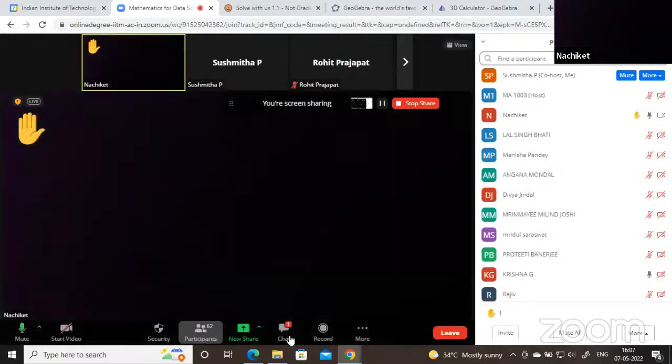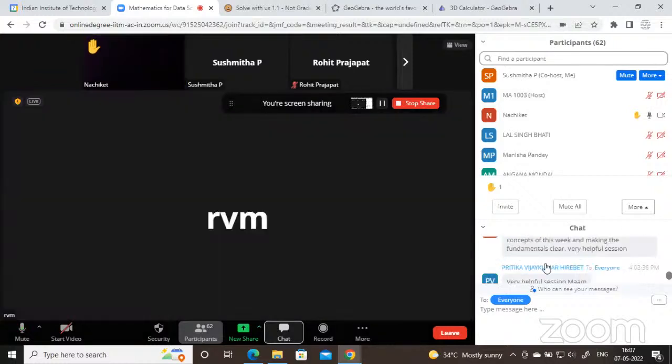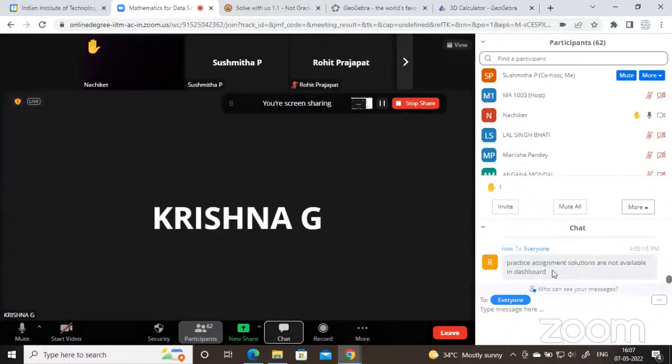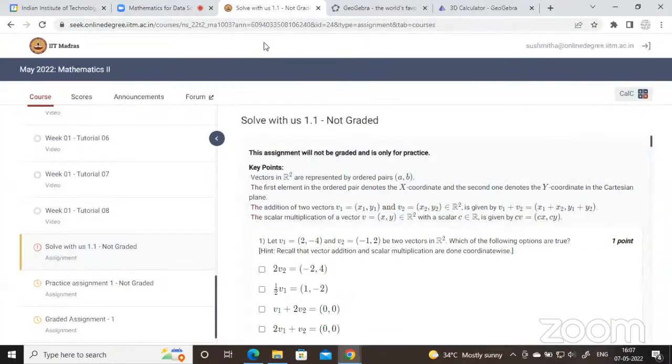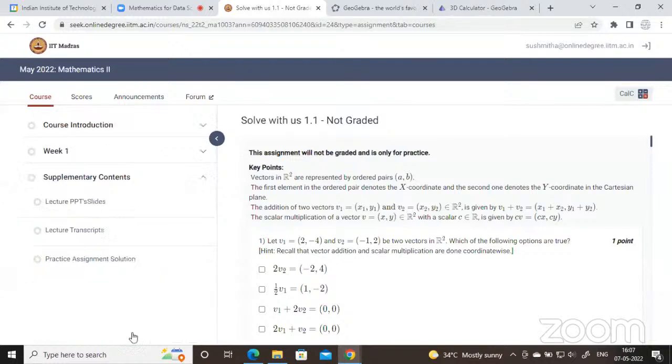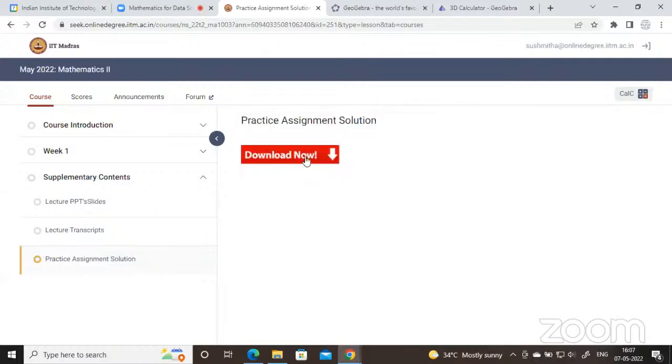Ma'am, for practice assignment, solutions are not available on the dashboard. What you showed previously. Now it is uploaded. Practice assignment solutions are there in the supplementary contents. Practice assignment solution. Then from this, you'll get the drive link.